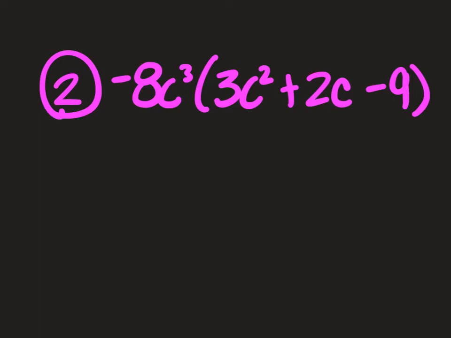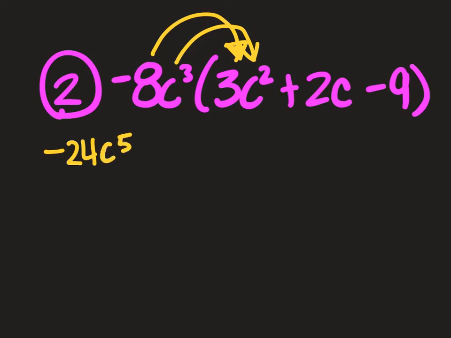Second example. Here we're multiplying a monomial by this trinomial. So again, we're going to distribute. Multiply our coefficients. -8 times 3, -24. And then multiply your variables. C to the 3rd times c to the 2nd gives me c to the 5th.